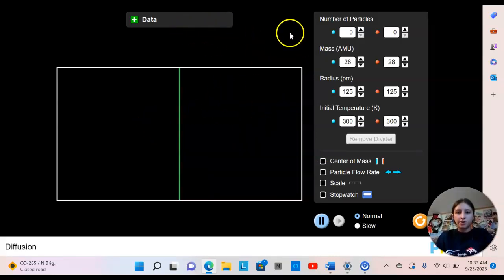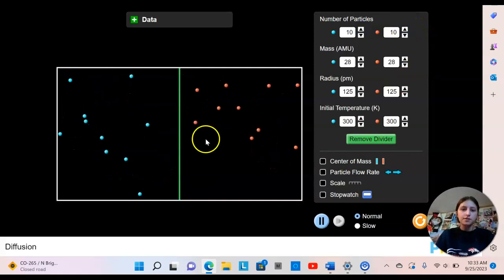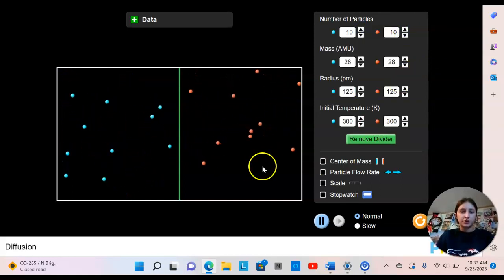So we're doing our unit on diffusion right now. We're going to be learning a little bit more about how things like number of particles, mass, radius, and initial temperature can affect diffusion rates. Right now, we see that there's this green line, so we've got two little boxes here. If we were to add in some blue particles, we'll do 10 on this side and 10 on this side. We'll see that they can't pass and touch each other.